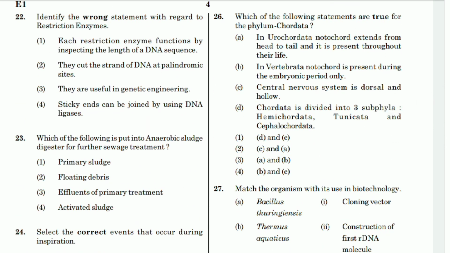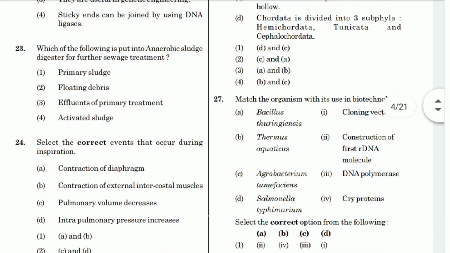The 26th question is, which of the following statements are true for the phylum Chordata? And the options are, in Urochordata, notochord extends from head to tail and is present throughout their life. Next option, in Vertebrata, notochord is present during the embryonic period only. Central nervous system is dorsal and hollow. Chordata is divided into 3 subphyla: Hemichordata, Tunicata and Cephalochordata. From this, the correct answer is option 4, B and C. B and C is the right one.